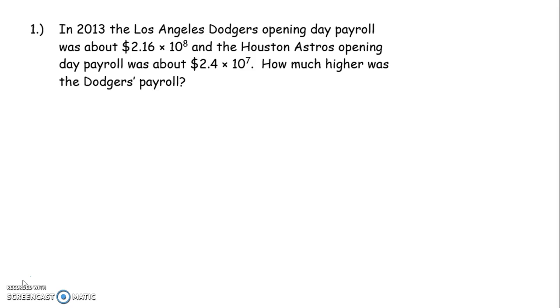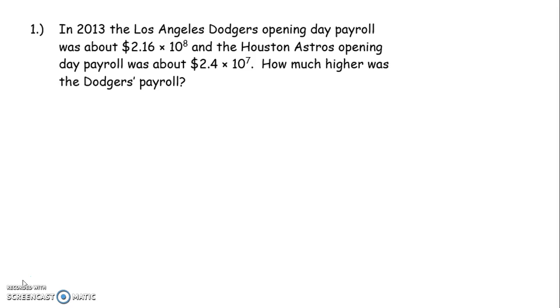In 2013, the Los Angeles Dodgers opening day payroll was about 2.6 times 10 to the 8th dollars, and the Houston Astros opening day payroll was 2.4 times 10 to the 7th dollars. How much higher was the Dodgers payroll? Okay, first of all, we normally don't give money in terms of scientific notation, but I'm guessing it's because these numbers are so huge that the Dodgers have to pay out and the Astros have to pay out. Easier to write in scientific notation.